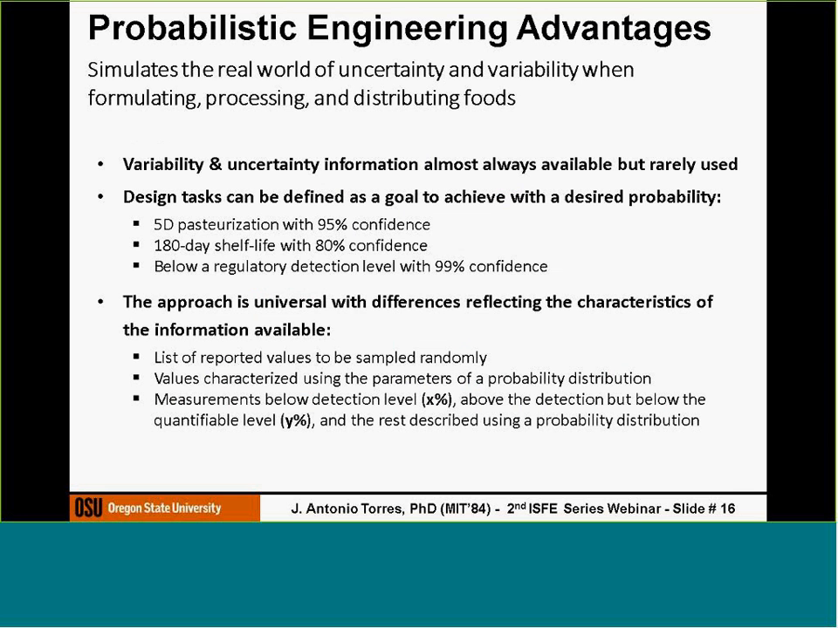Let's see some of the advantages we've seen so far. First, we can simulate the uncertain variability when formulating, processing, and distributing foods. We almost always have variability in certain information, but rarely use it. So the change now is that the design task defines a goal to achieve with the variability. I'll give you an example. We can say the goal is 5D pasteurization with confidence.